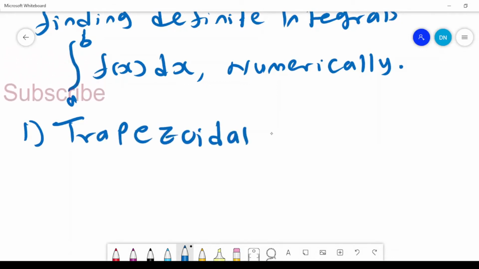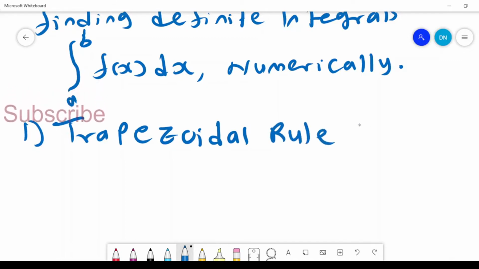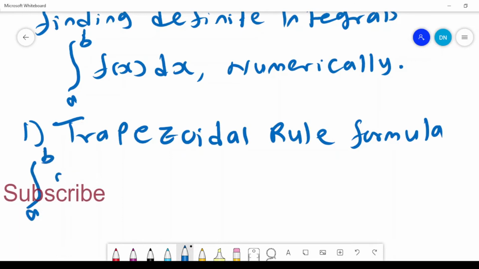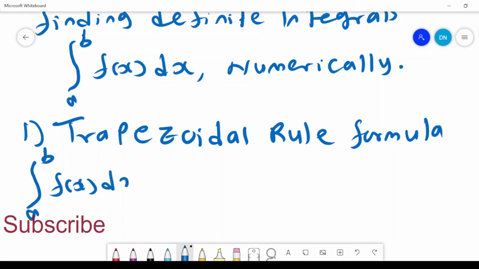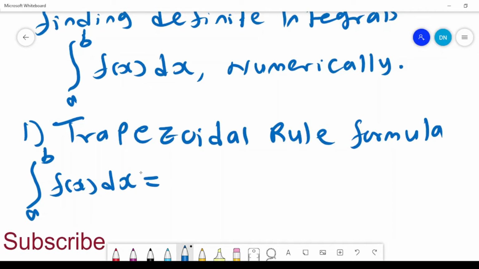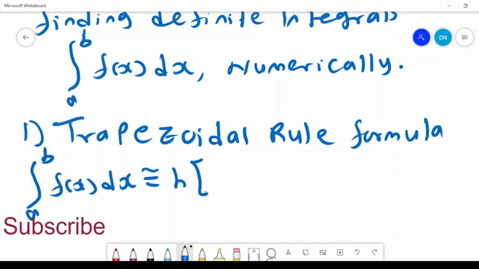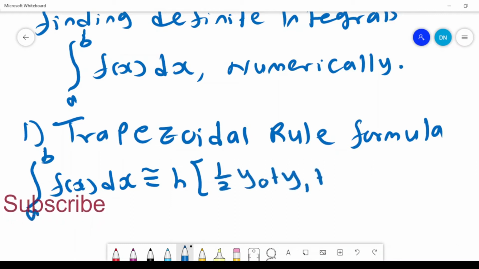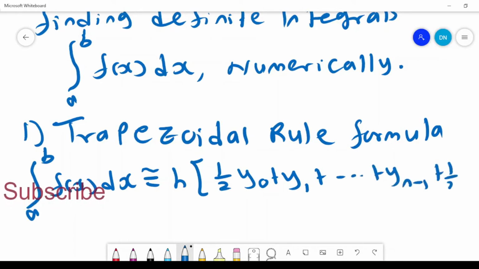We have the trapezoidal rule formula that we want to put down, and that's the formula that you'll be looking at and using to do an integral from a to b of f of x dx. It should be approximated by h times a half y0 plus y1 all the way to yn minus 1 plus a half yn. And that is the formula that we use for the trapezoidal.